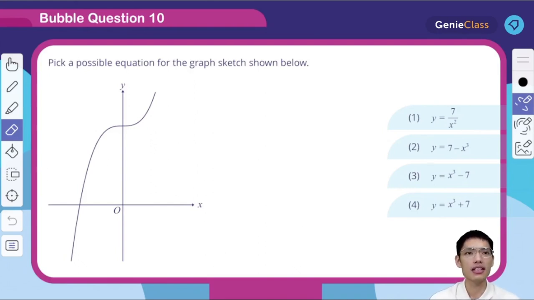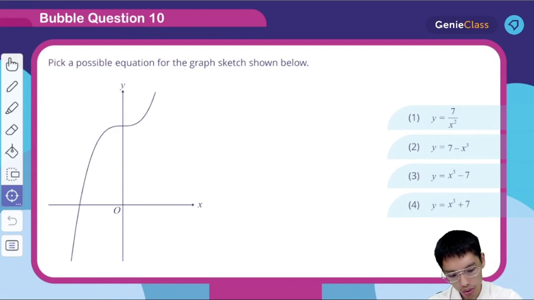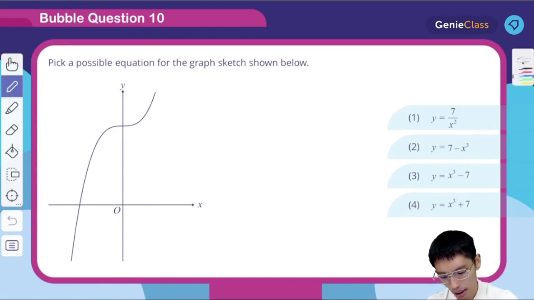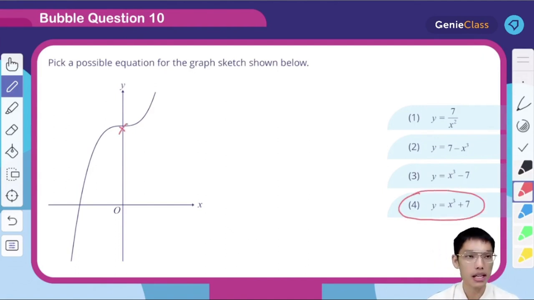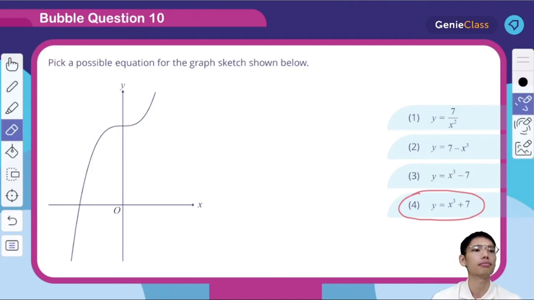Okay, last 10 seconds over here. Last 5, 4, 3, 2, 1. Alright, most of you all got it. You all realize this is a x cube curve. And in this case, how do I know whether it's 3 or 4? Some of you answer 3, some of you answer 4. In this case, it's 4. How do I know? Because this is my y-intercept. When x is 0, it should be a positive value. So that's why I have number 4.